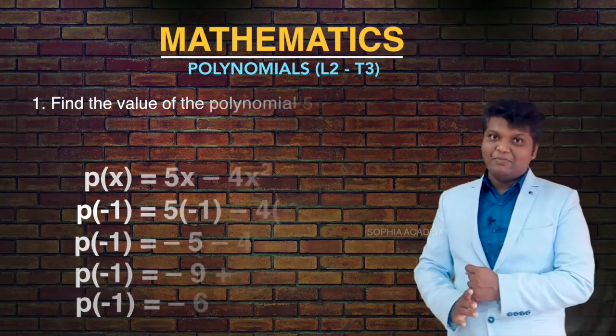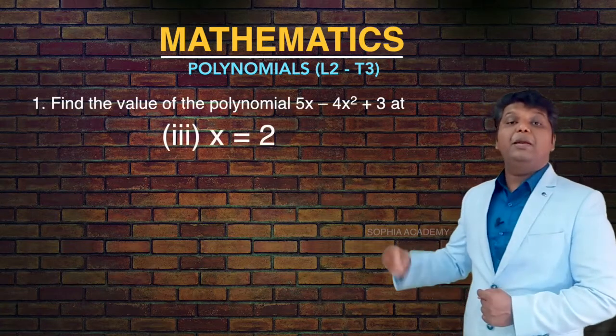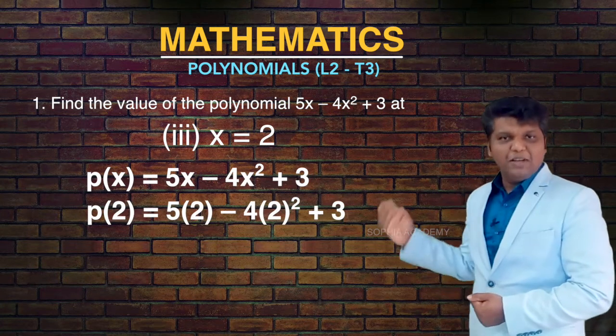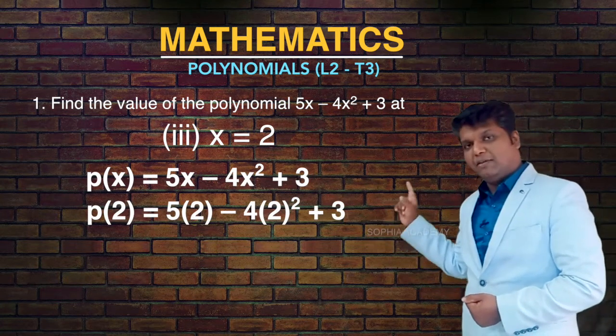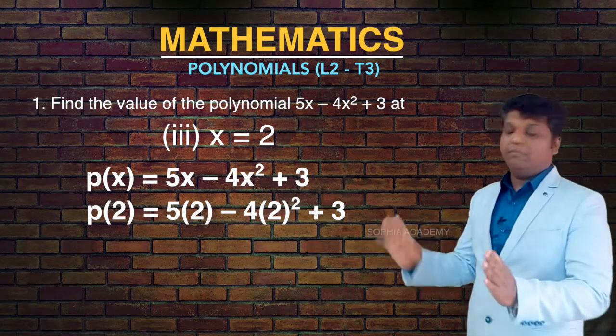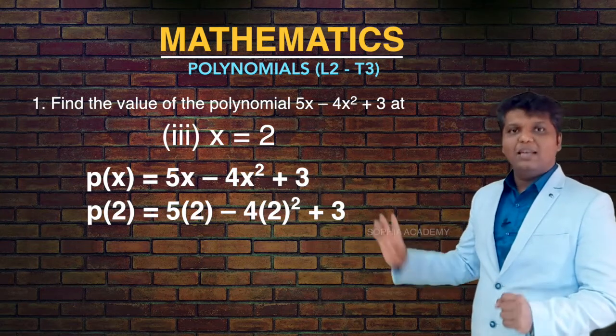Is that clear? Now coming to the third part, P of 2. P of 2 means how you will do. Now I think you got the idea, right? P of 2 means you will have to substitute the value of 2 for x. Wherever you are finding x, just wipe them and place 2 there. That's all. Now let us go for it.